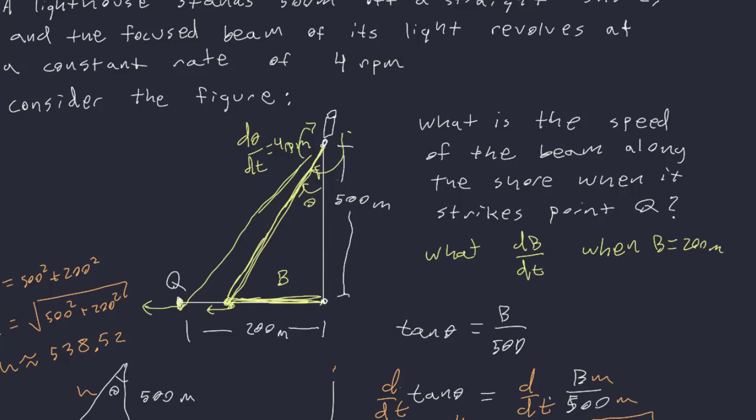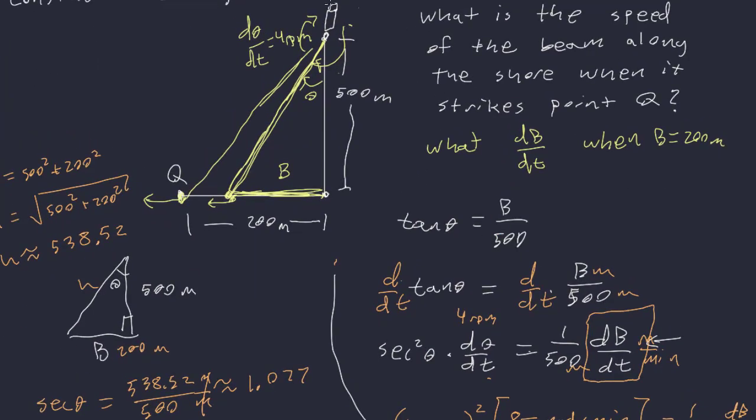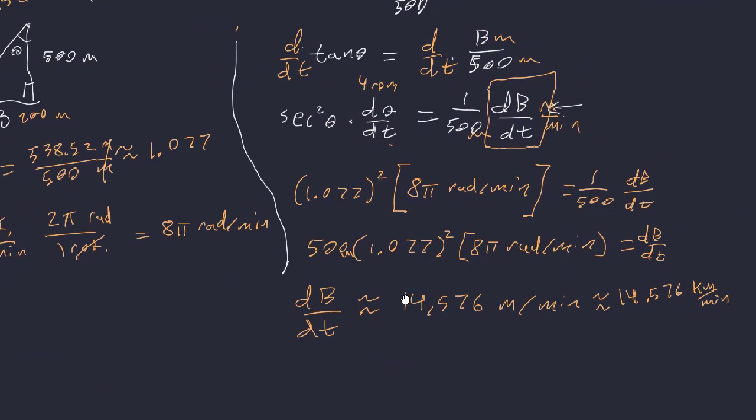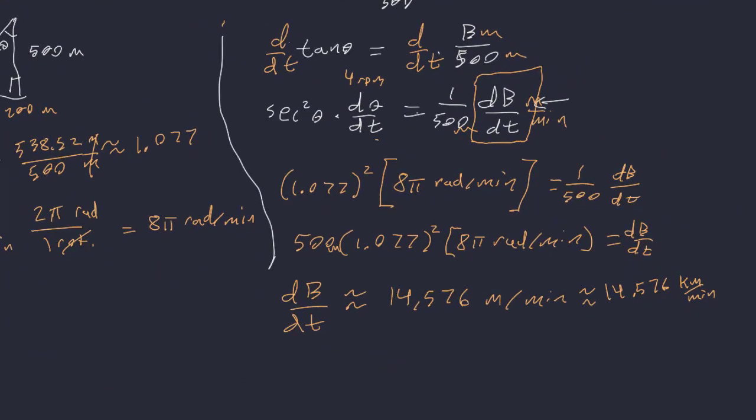So that's about a full rotation every 15 seconds. Every 15 seconds we're getting a full rotation, and the beam of light is traveling over 500 meters. The shore is not 500 miles, but 500 meters away. So that means the beam is traveling fairly quickly across the shore in relation to the angular velocity. All right, so there's that example.